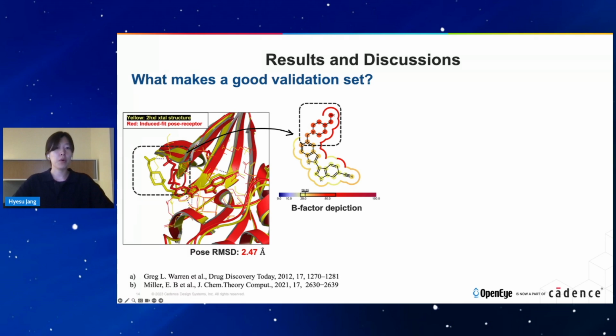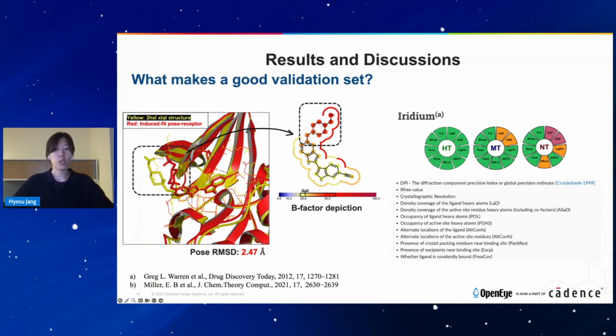is reliable. And to measure the trustworthiness of crystal structures, we used Iridium, OpenEye's metric to assess the goodness of crystal structures. Iridium takes into account many aspects, including electron densities of ligand and active site residues, and we only selected cross-docking pairs whose target crystal structure is highly trustworthy based on Iridium.